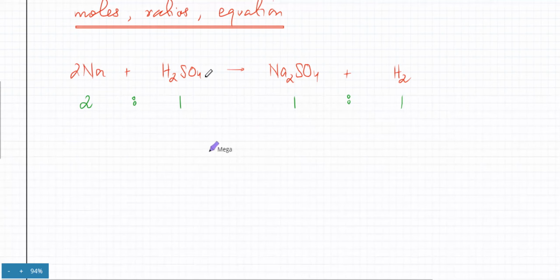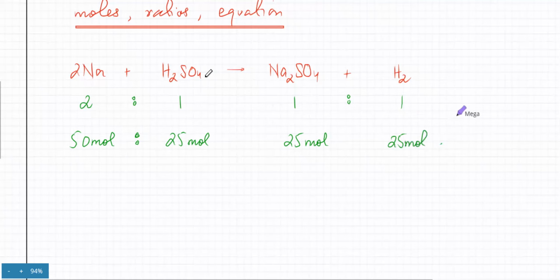If I have, let's say, 50 moles of sodium, how many moles of H2SO4 would react with it? 25. So according to the ratio, it's going to be 25 moles of the rest of it, and you're going to have 25 moles of this as well, and 25 moles of H2 gas. So this is the ratio in which the reactants and the products are going to be produced.